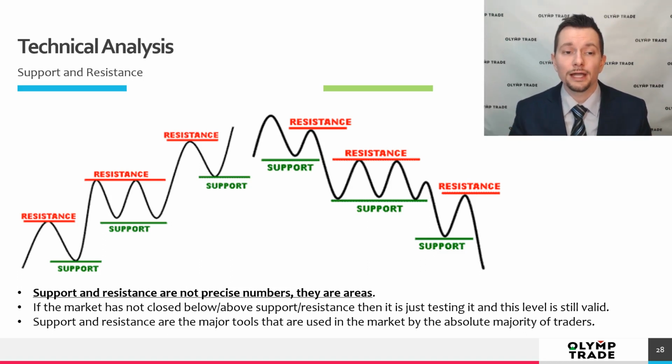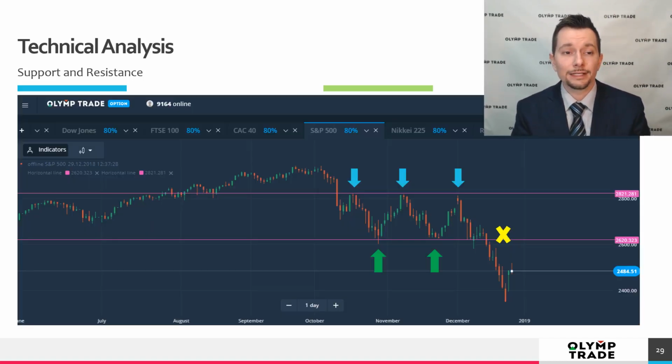Now, like I said, these are really important tools that are used by everybody. So please learn how to effectively draw your support and resistance levels on your graphs. Here I drew the support and resistance levels on the S&P 500. That was at the end of the last year. Indicating how this level of 28.21 was a resistance level. And here we had beautiful support levels at 26.20 until what? That's right, until it was broken.